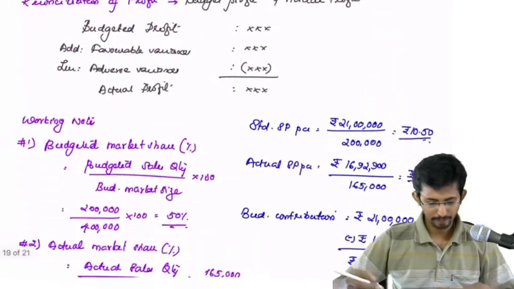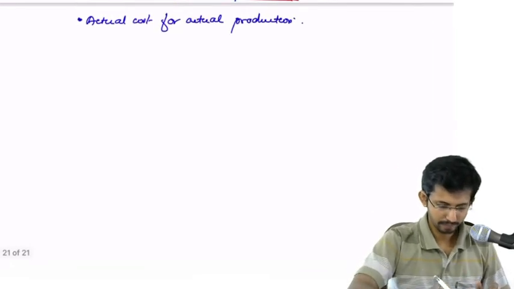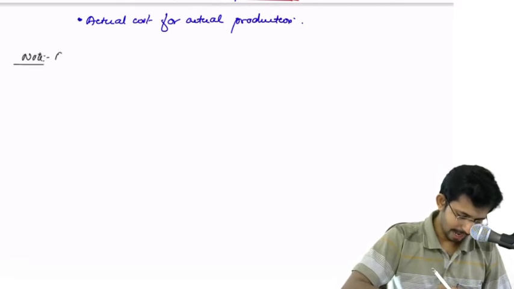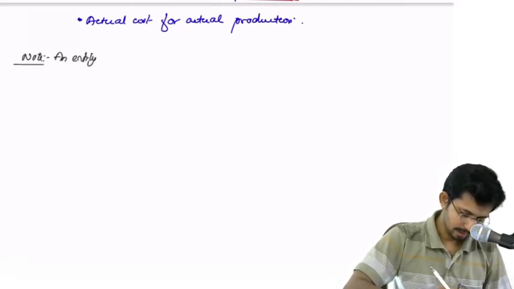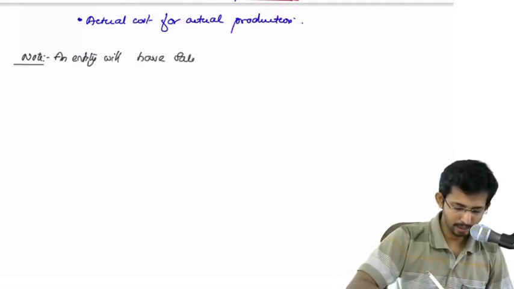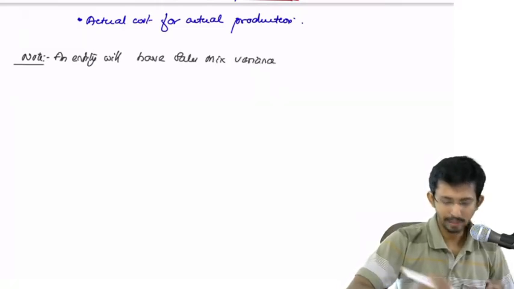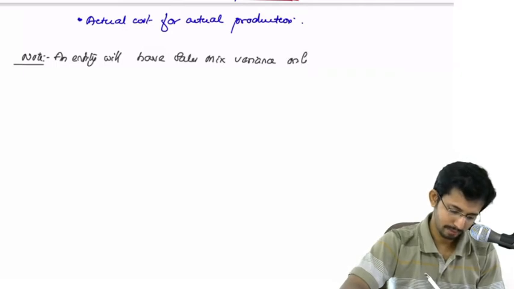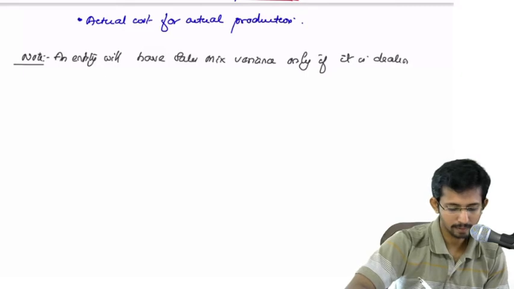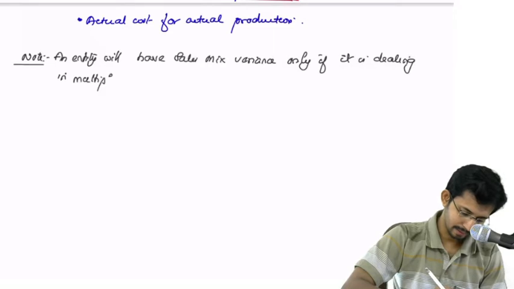Note: an entity will have sales mix variance only if it is dealing in multiple products.